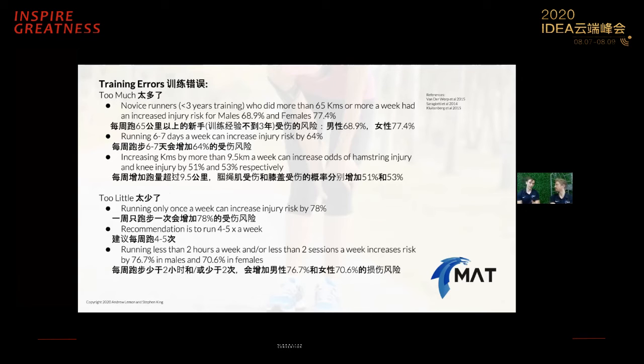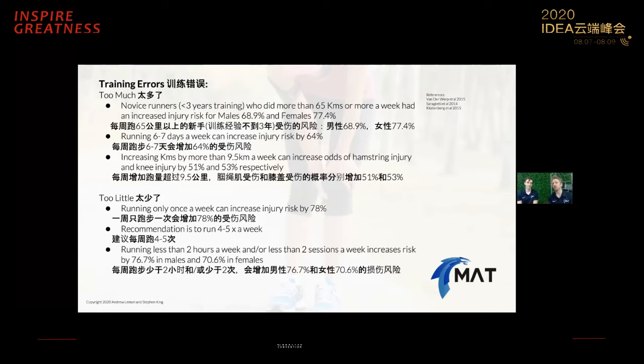How our patients or clients train can also be a big factor as well, Stephen. It is no surprise that individuals who do more running but do not have a previous history of running are more likely to get injured.